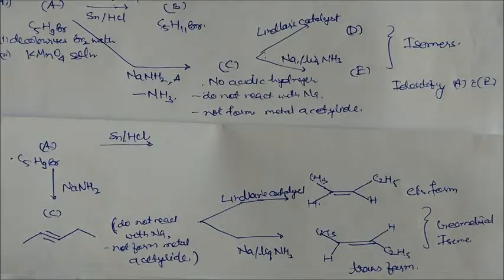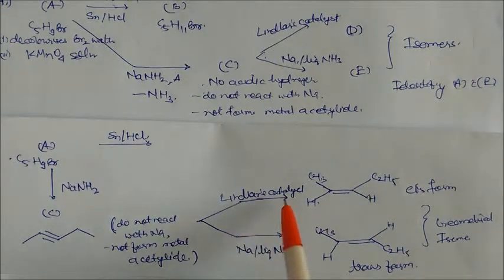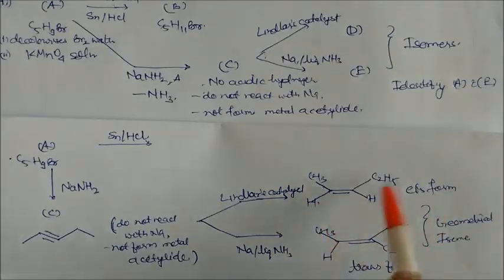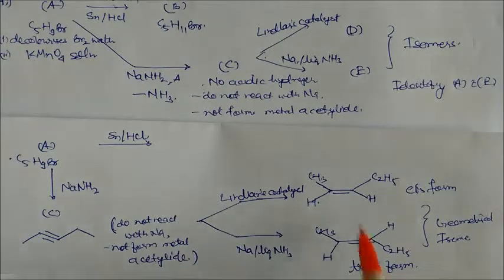Now this compound can react with Lindlar catalyst, so we'll get a cis form like this compound. And if it reacts with sodium in liquid ammonia, a trans alkene is formed, and these two, cis and trans, are geometrical isomers.